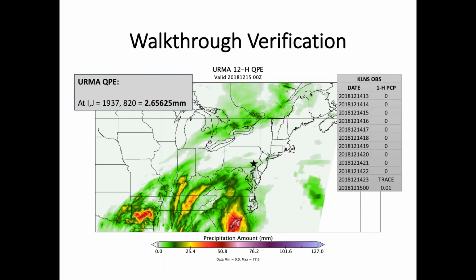If you take a look at the observations for KLNS in the 12-hour period ending at the 15th 0Z, you can see that they recorded no precipitation. At the 14th 23Z, there's a trace amount, and then at the 15th you get your 1/100th of an inch, that would verify a PoP forecast. So there's always the battle of gridded verification versus point verification. The grid point in question is very close to the KLNS METAR. I don't know the exact distance, but it's very close.